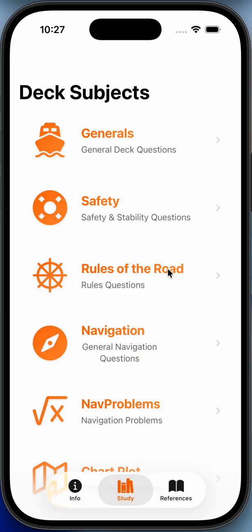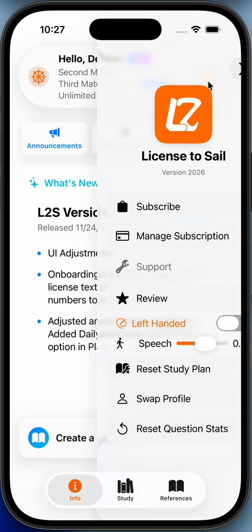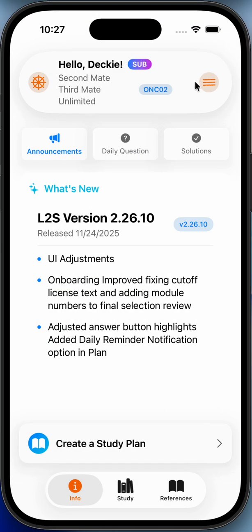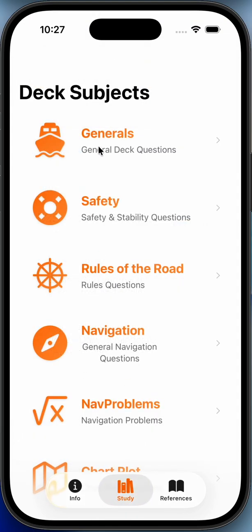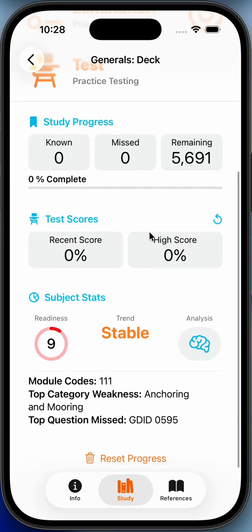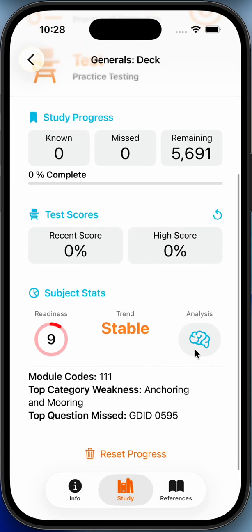There's one more thing, and I mentioned it before, and that's your question stats. Remember back here, you could reset your question stats. Question stats are actually separate from your study progress, and the question stats show up down here in subject stats.